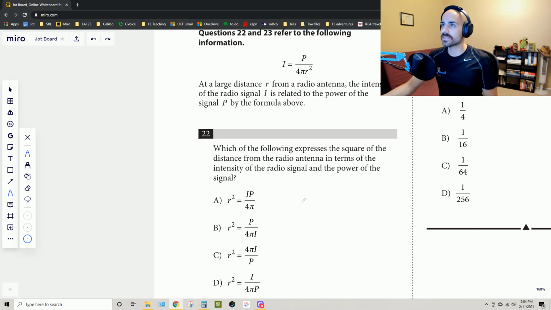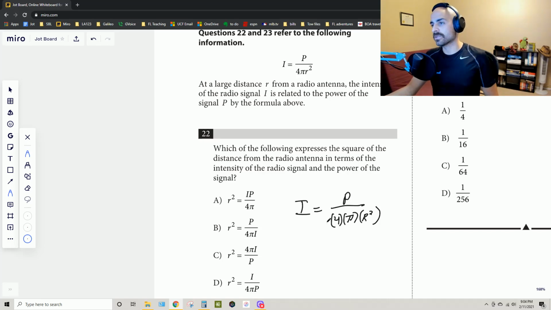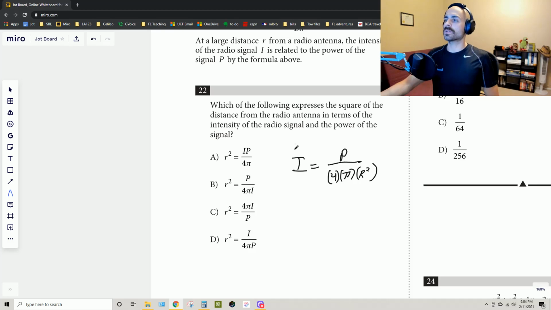So let's rewrite this here, and I'm going to rewrite it in a way that I really recommend that you write, especially if you struggle with these types of problems. And I'm going to rewrite it as 4 times pi times r squared. I put it in capital just because my handwriting's bad. You don't need to necessarily put in capitals. Okay, and now I want to get r squared by itself.